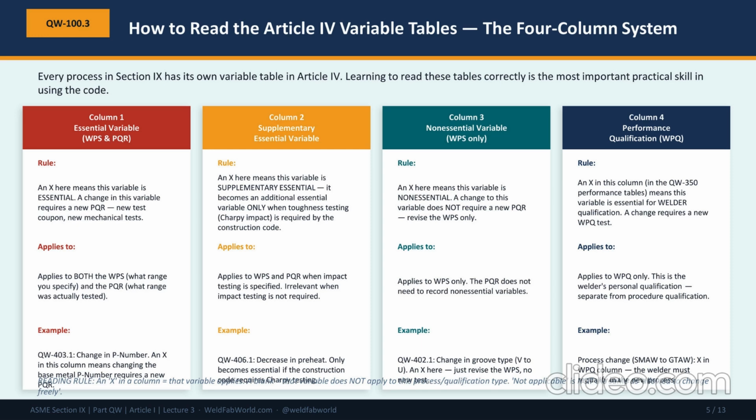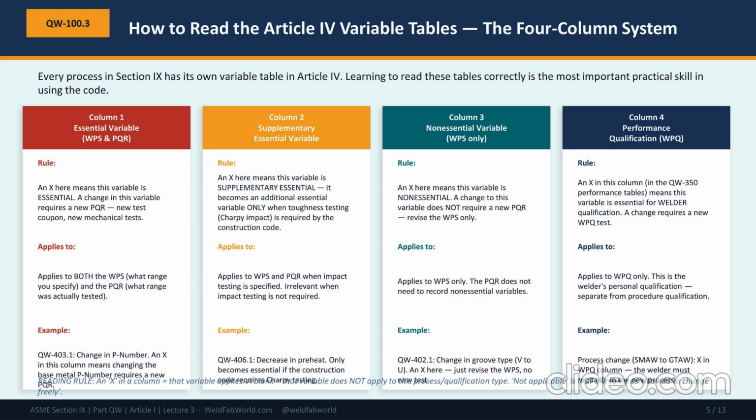An X in this column means the variable is essential for procedure qualification. A change in this variable requires a new PQR. You must weld a new test coupon, run new mechanical tests, and certify a new record before the revised WPS can go to production. This column applies to both the WPS, in terms of what range you must specify, and the PQR, in terms of what range was actually tested.